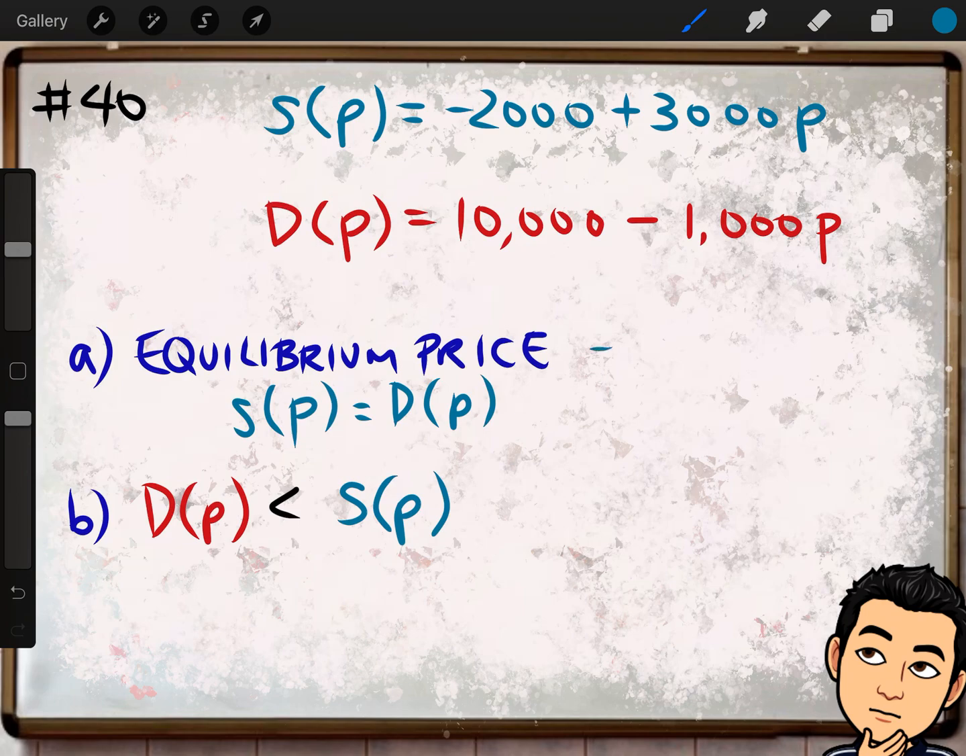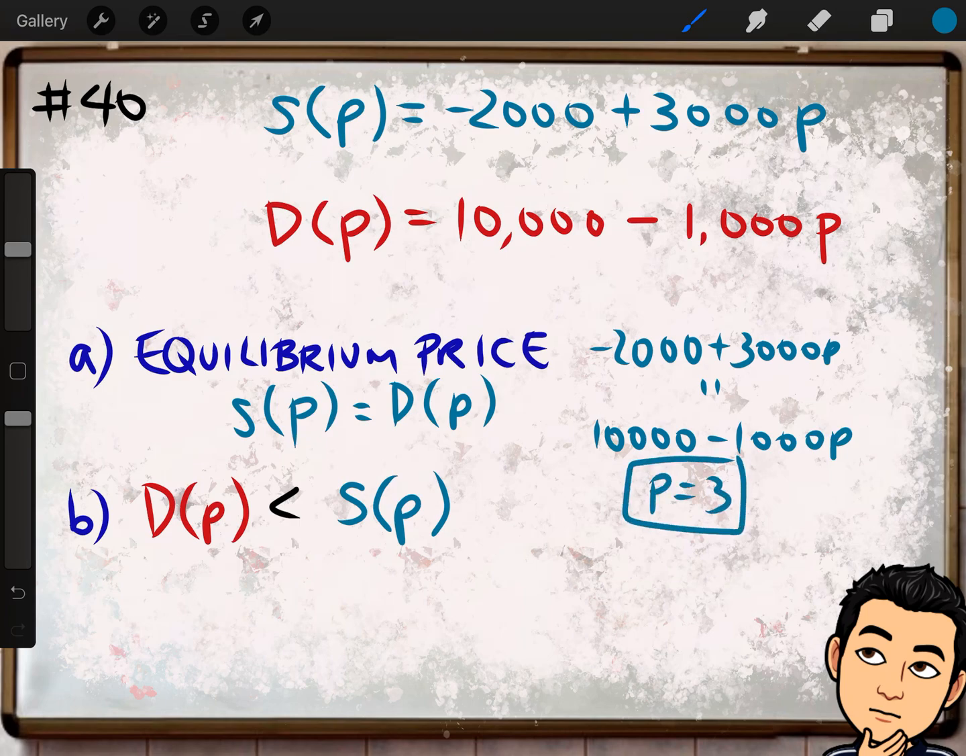So that would be negative 2,000 plus 3,000 P equal to 10,000 minus 1,000 P, and then just go ahead and solve for P. P is going to equal 3. So that means the equilibrium price is going to be $3 per hot dog. We're talking about hot dogs here, right? Yeah.